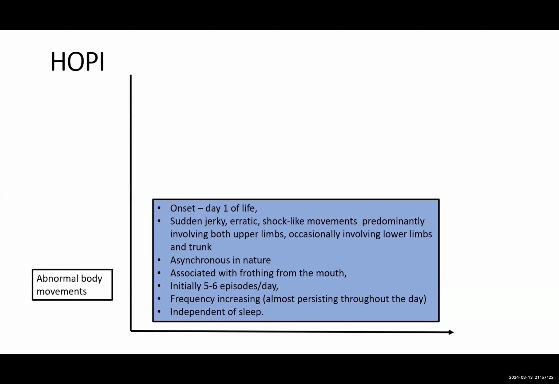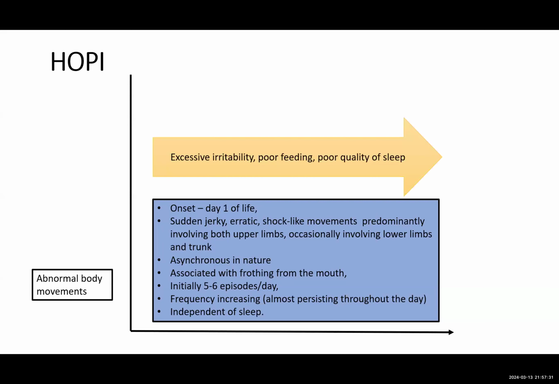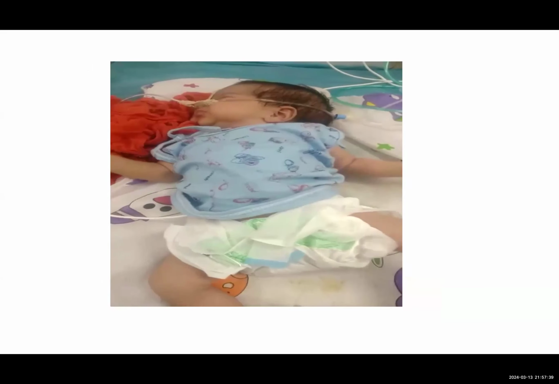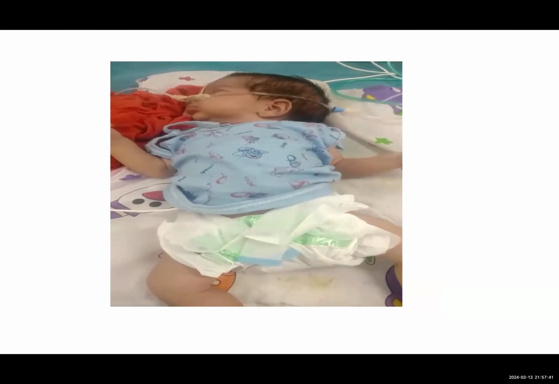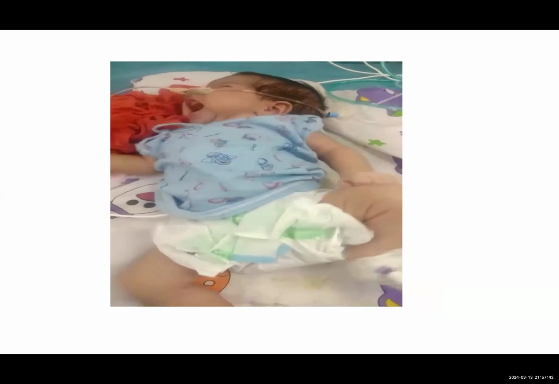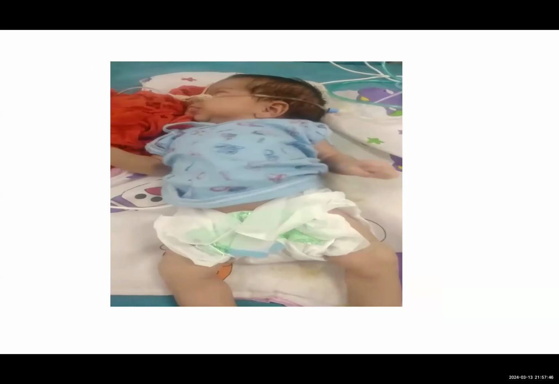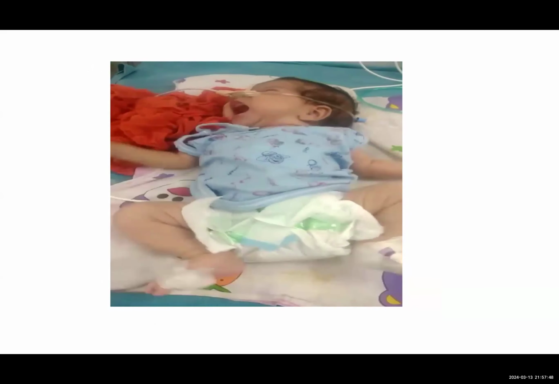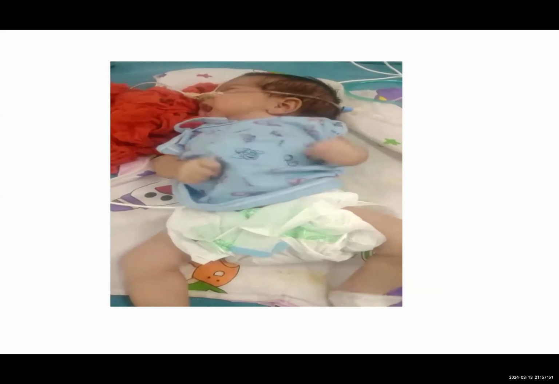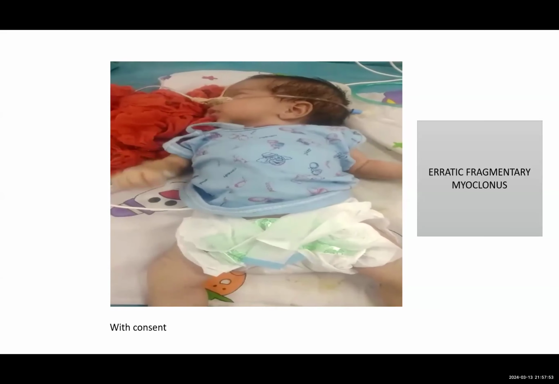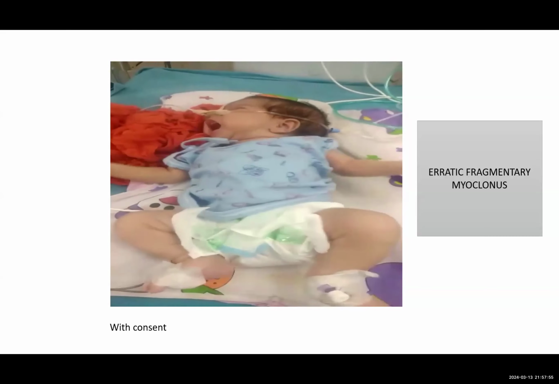Initially it was 5 to 6 episodes per day, and gradually the frequency increased. Currently it is almost persistent throughout the day. Along with these seizures, the child has excessive irritability, poor feeding, and poor quality of sleep. Here we can see sudden, erratic, jerky movements, predominantly involving the upper limb and sometimes the lower limb and trunk also, and this is asynchronous in nature. So this semiology is erratic, fragmentary myoclonus.